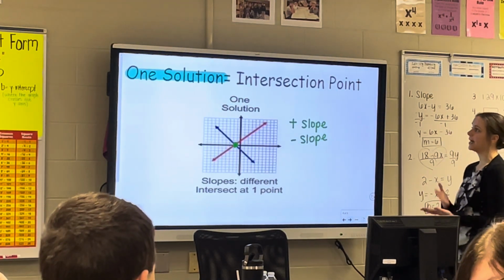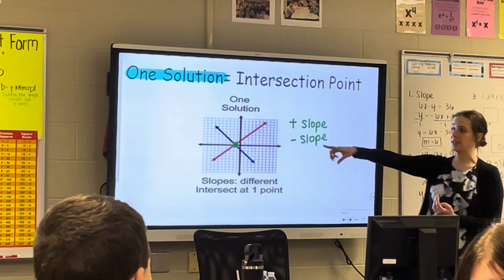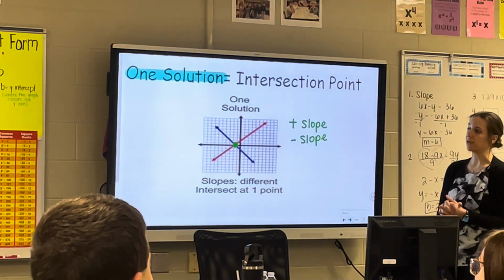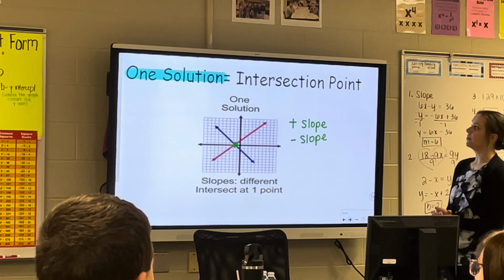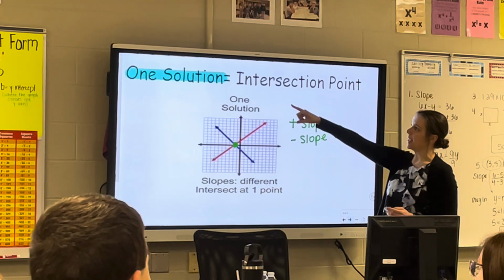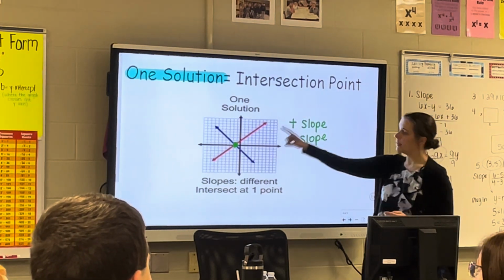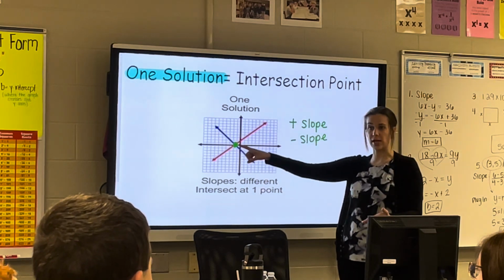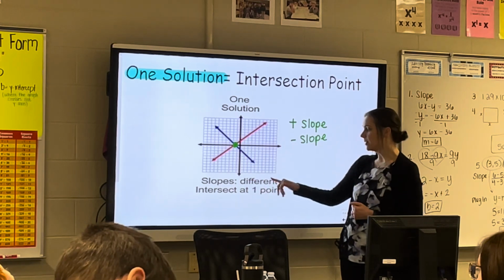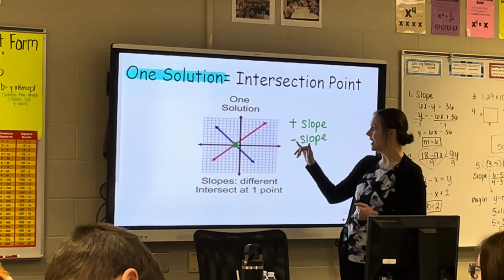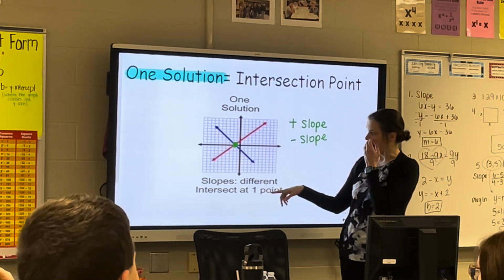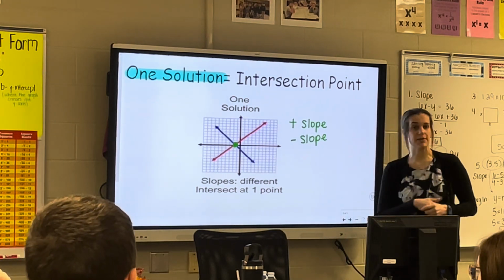So what are the three types? If you see on the board over here, this is kind of what we're going to be eventually getting to. We're going to be seeing different situations when these lines are graphed. If you have one solution, this is the part that's important for today. That means there's an intersection point. Think of that point as the solution. If they cross, that point is the solution. Meaning your slopes are different. You're going to have a positive and a negative slope in order to have lines that cross. And then they are intersecting at one point. I tend to say that their intercepts are different as well.